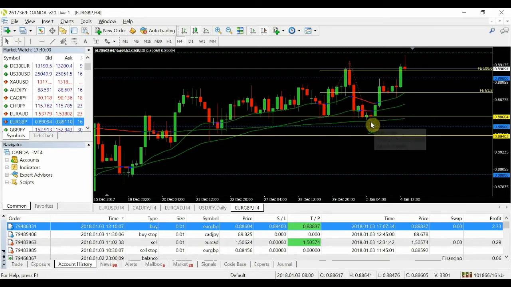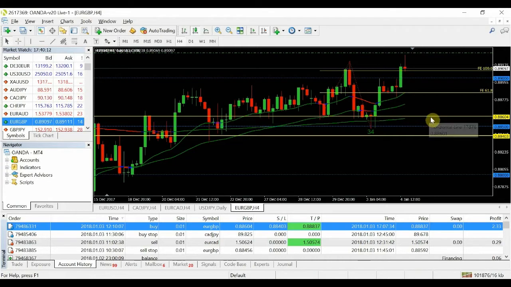Or if it's retraced back in and I still think it's a good trade, I'll just get in, and therefore I'll get in at a better price. So I'm still working on that one. So that was the level there, and the second one, 0.88403, which is over here, was my stop loss.